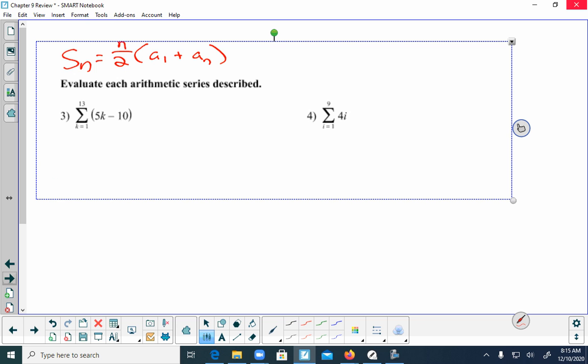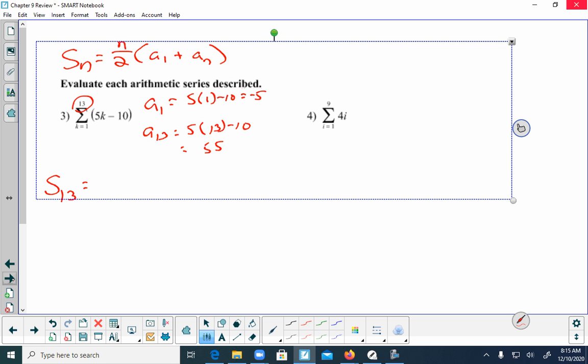So to find the 13th term, I'm going to first find the first term. So putting in 1, I'm going to have 5 times 1 minus 10, which will be -5. And then I need the 13th term. And the reason why I need the 13th term is because that's the last term. I'm going to do 5 times 13 minus 10. And when I do that, I end up with 55.